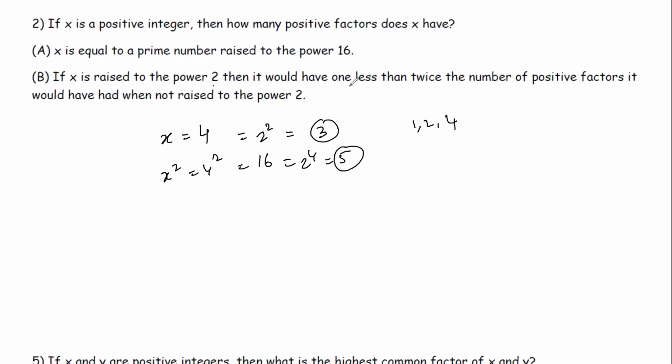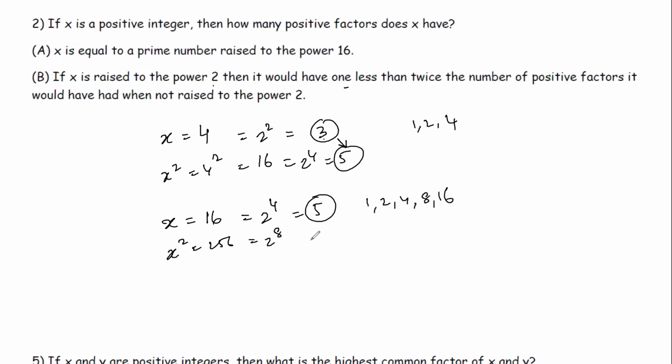And that's what they're saying. If x is raised to the power 2, then it would have one less than twice the number of positive factors it would have had when not raised to power 2. So one less than twice of 3, which is 5, basically. Are you getting it? Now, I took an example, x is equal to 4, and got the same outcome. So I took x as 16. With 16, I got 2 to the power 4 and five factors: 1, 2, 4, 8, and 16. Therefore x square would be 256, which is 2 to the power 8. Are you with me? Which gives 9 factors, 1 less than twice of 5.